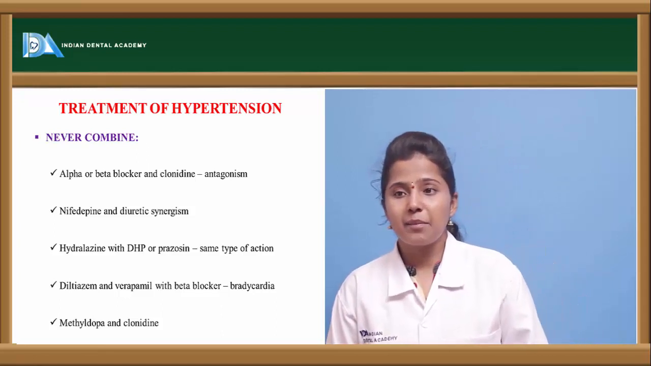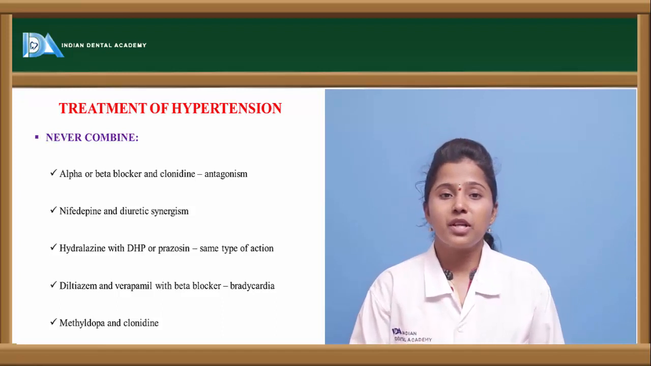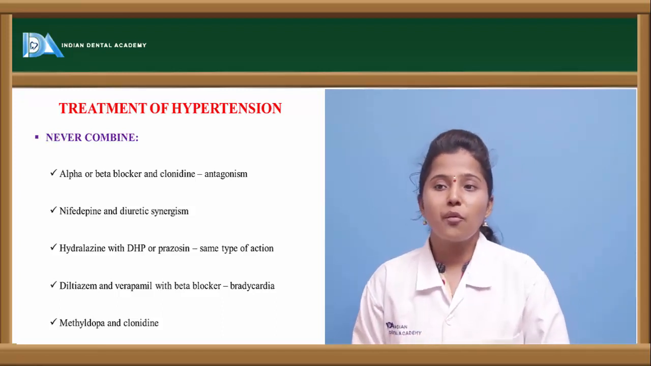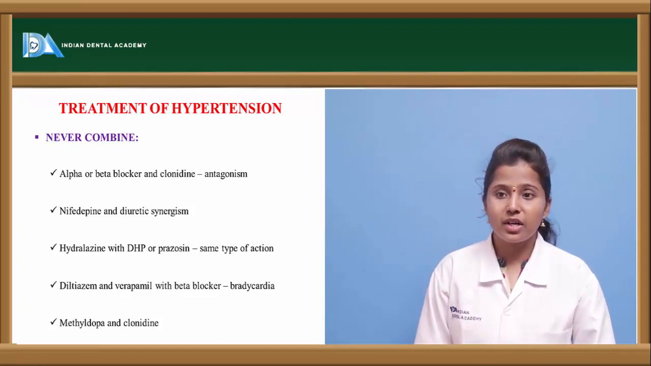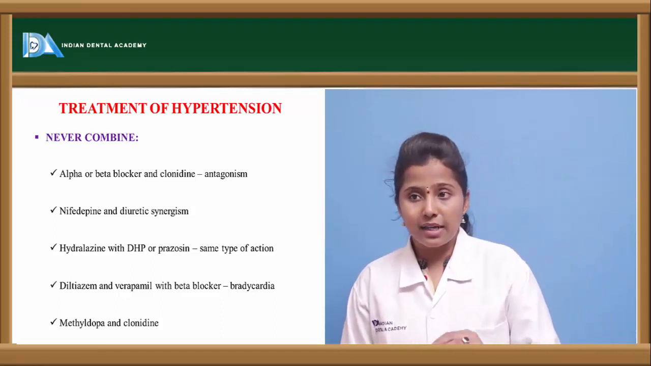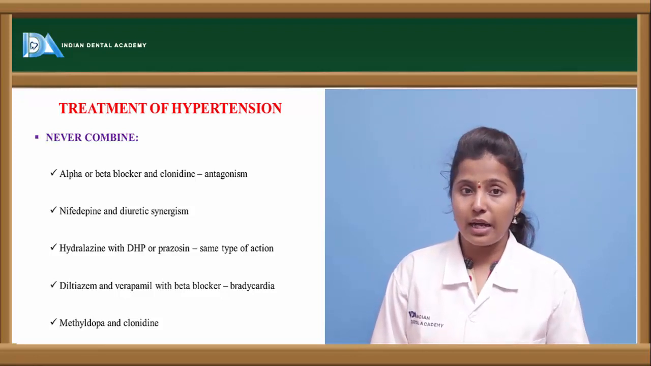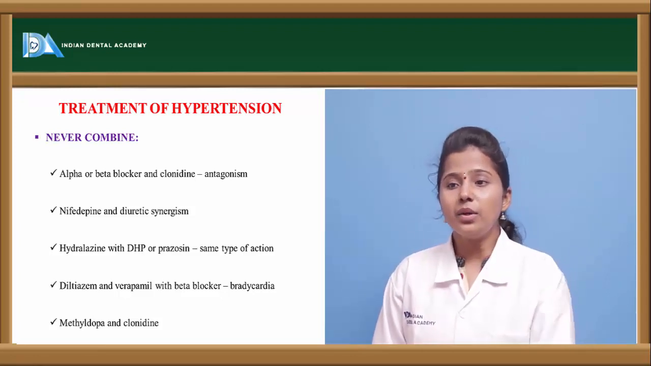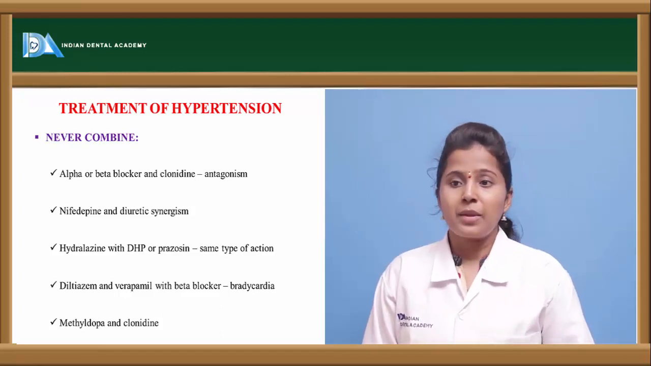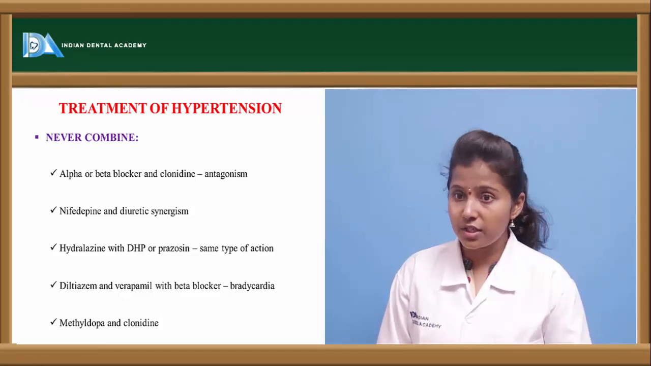When should these hypertension drugs be combined, or with what drugs should the hypertensive drugs not be combined? Never combine antihypertensive drugs with alpha or beta blockers and clonidine. When these beta blocking drugs are combined with clonidine, it shows an antagonistic effect. And nifedipine should not be combined with diuretics because it shows a synergistic effect.